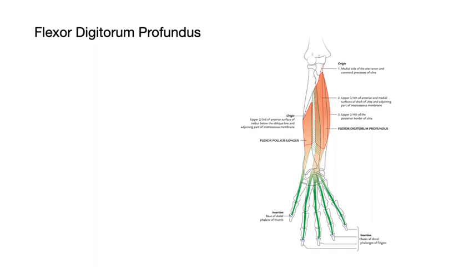Nerve supply: the medial half is supplied by the ulnar nerve and the lateral half is supplied by the anterior interosseous nerve, that is a branch of the median nerve. So we can call flexor digitorum profundus a hybrid muscle. The part that lies over the interosseous membrane is supplied by the anterior interosseous nerve.